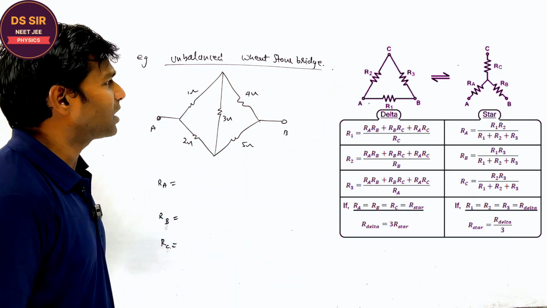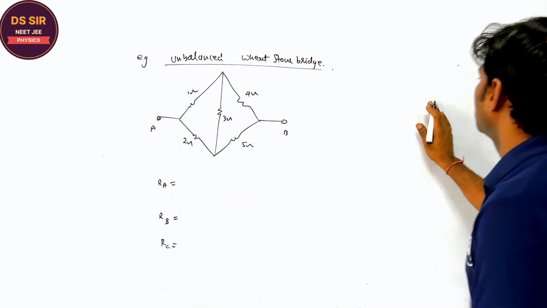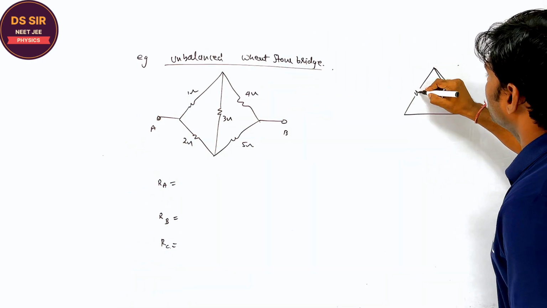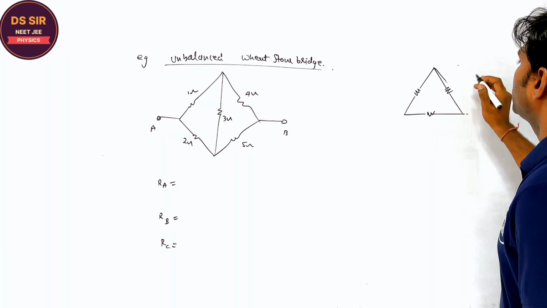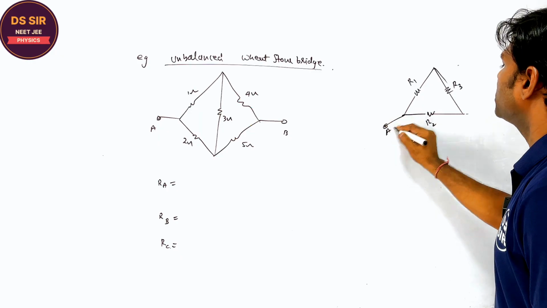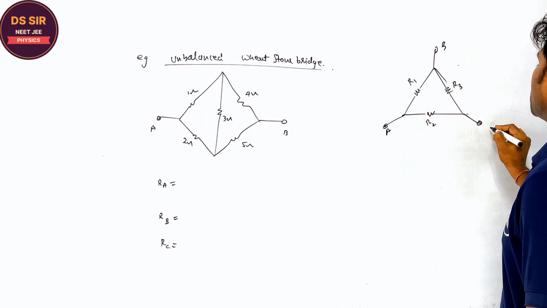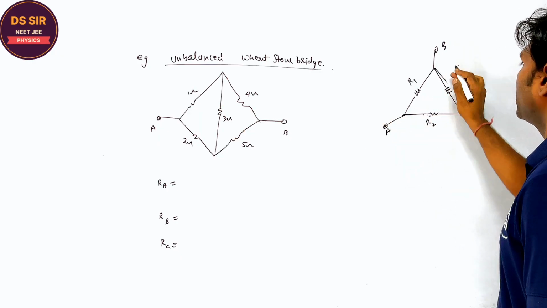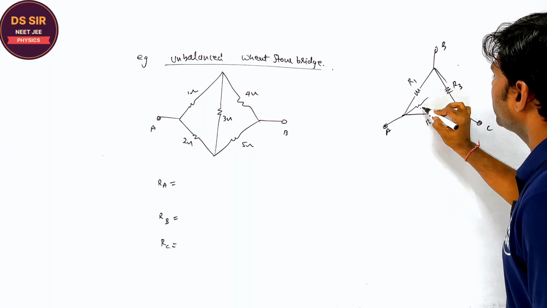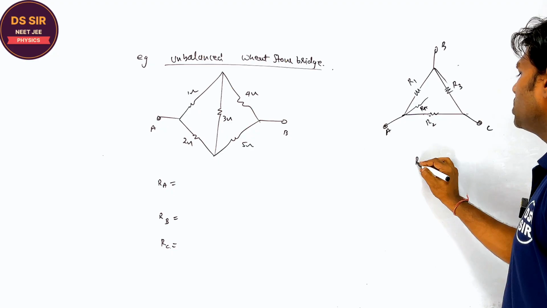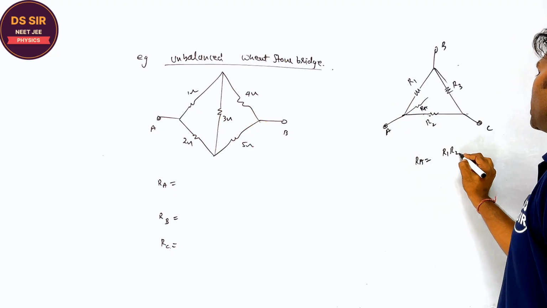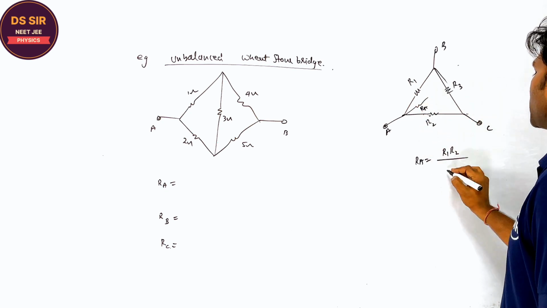This is the delta to star conversion. Now I am explaining this. Suppose we have a delta, the triangle, and the resistances are assumed to be R1, R2, R3. Is it clear or not? So if the corners are A, B and C, this delta is converted into star, meaning between A you have to write the resistance RA. What is RA? RA is nothing but R1 R2 divided by R1 plus R2 plus R3.